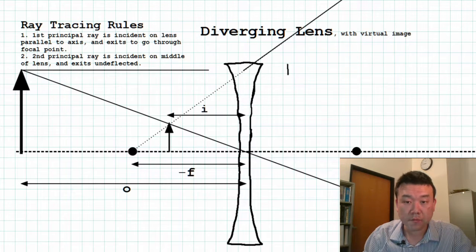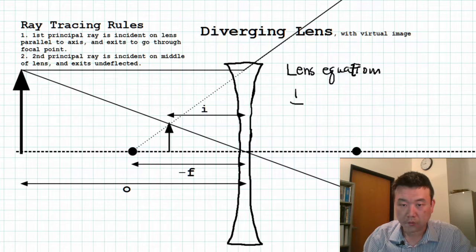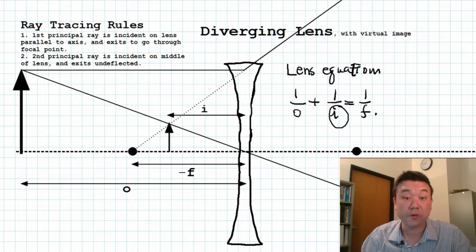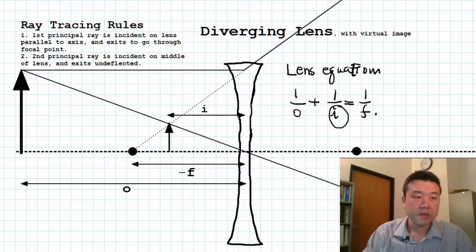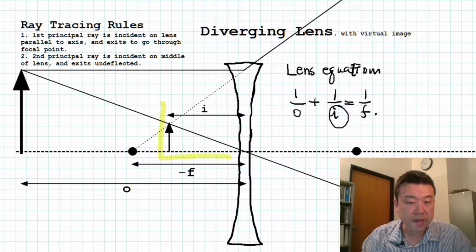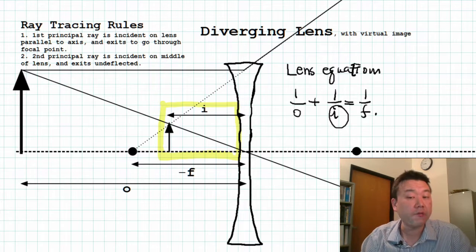And in terms of the numbers that we plug into lens equation, 1 over O plus 1 over I is equal to 1 over F, this number I, image distance that we would plug in, is negative. It's because this image is on the left-hand side, in other words, the side of incoming light. It's in the opposite side from where it should be. So this distance on the left-hand side is considered to be negative.